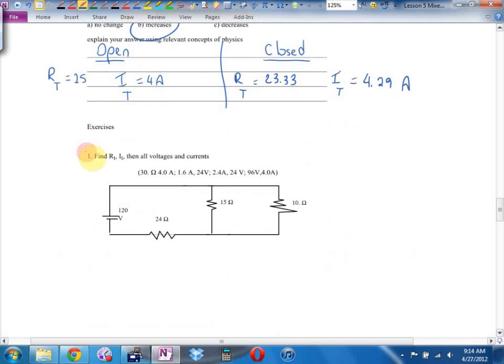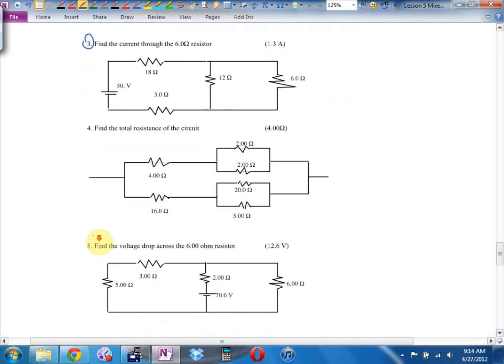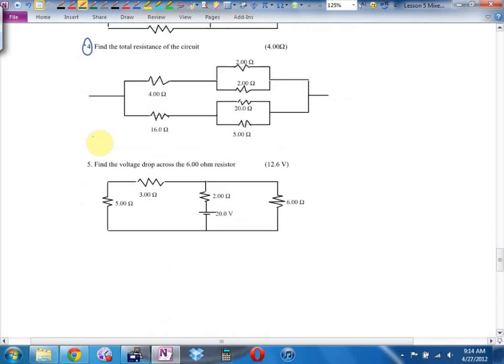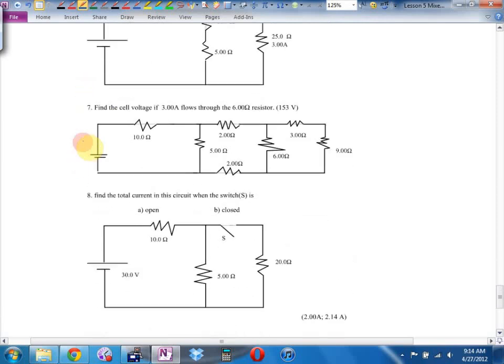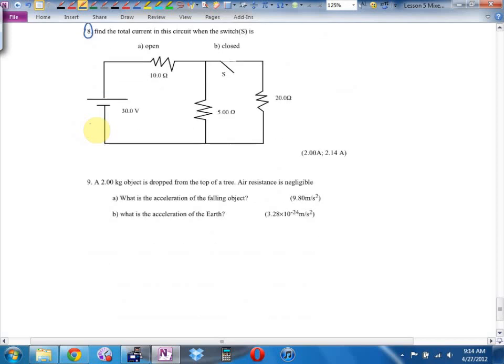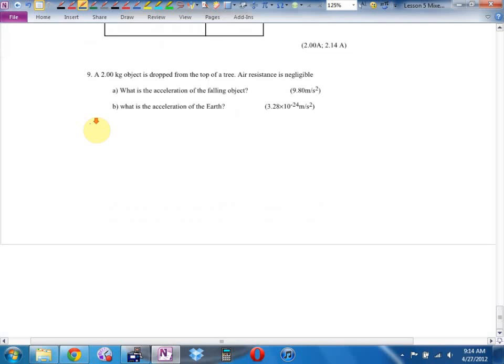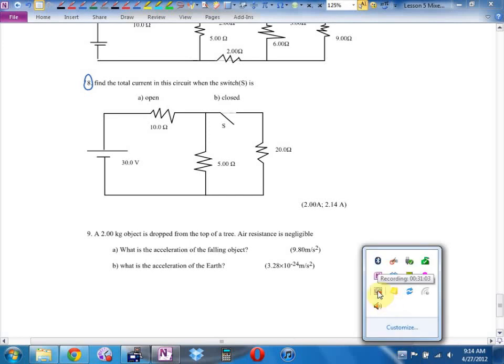Homework. Number 1, 2, 3, 4 is good. 5 is good. So far it's 1, 2, 3, 4, 5. 6 is good. 7 is good. 8 is good. So I've assigned everything so far. 9, oh, acceleration, it's a nice review, but I'm going to leave it. So right now it's 1, 2, 3, 4, 5, 6, 7, 8. We're going to spend a few minutes going over your electrostatics tests.